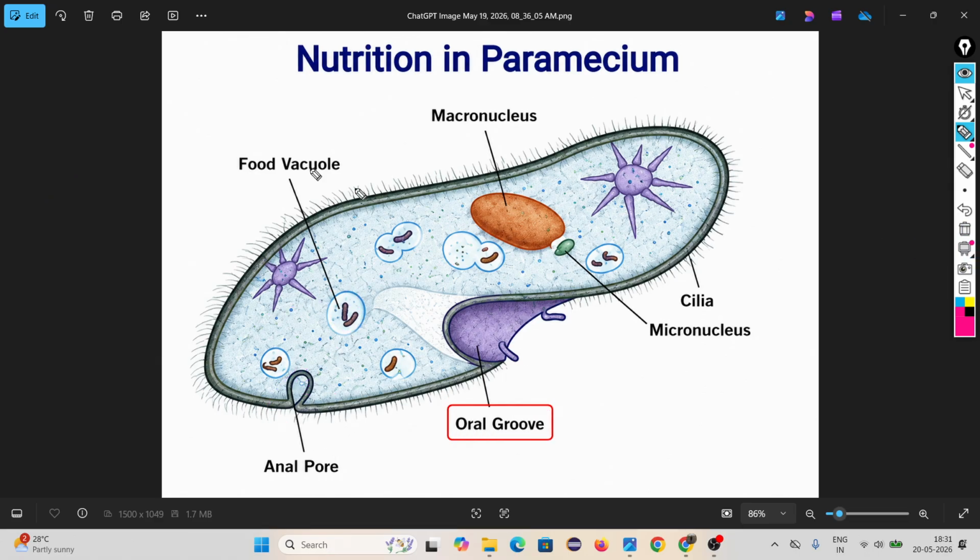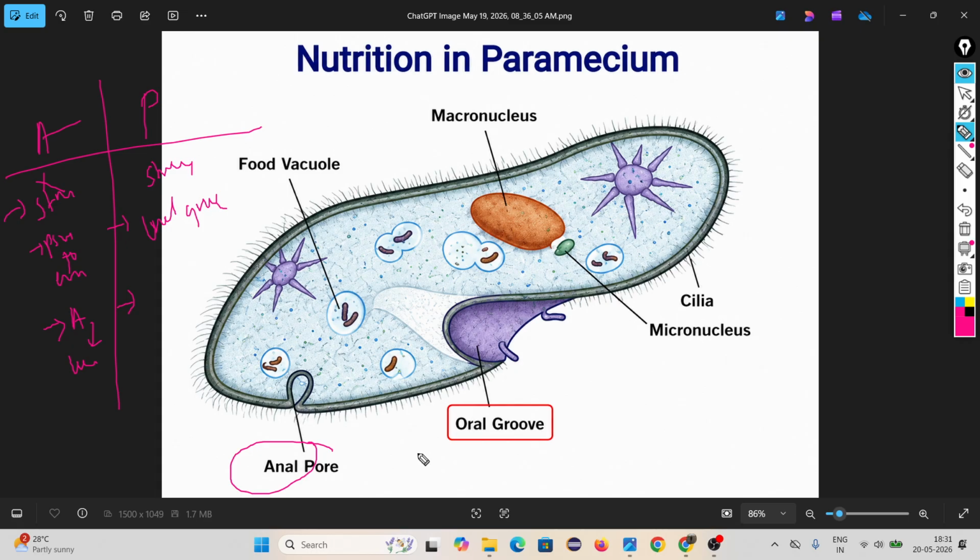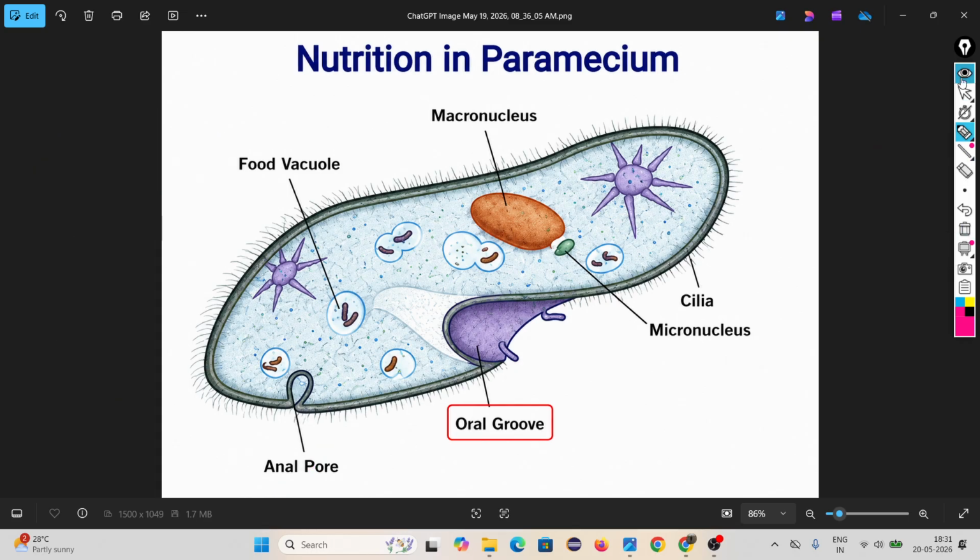Number one thing, what is the difference between nutrition in amoeba and paramecium? Amoeba body doesn't have a particular structure, but paramecium body has one fixed structure. Amoeba has pseudopodia to engulf the food, but paramecium has an oral groove. Amoeba doesn't have any opening for removing waste, but paramecium has an anal pore for removing waste. With this we completed nutrition as well as respiration.